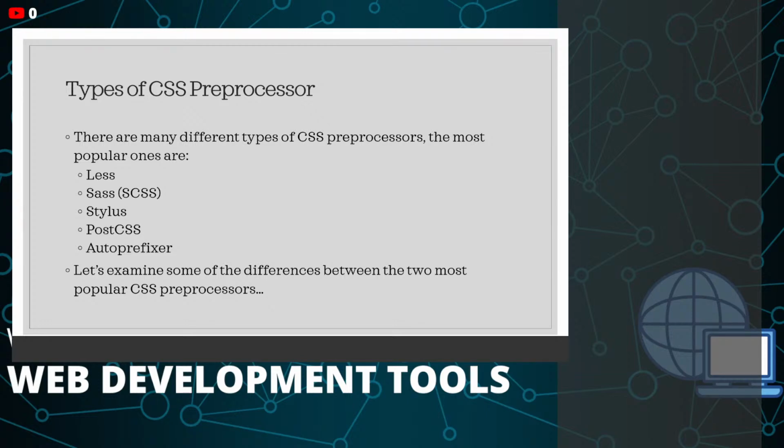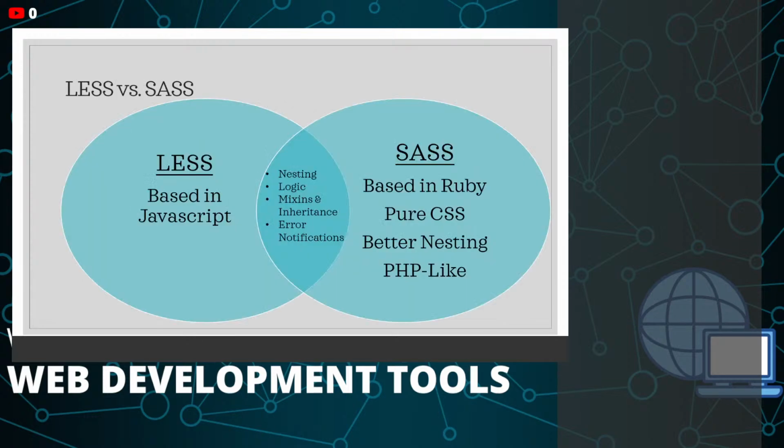So there are many different types of CSS preprocessors out there. The most popular ones are LESS, SASS, or SCSS, which is the one we're going to use. Stylus, PostCSS, AutoPrefixer. There are a lot of different ones out there. If we were to look at the most popular ones, those are LESS and SASS. So LESS is based in JavaScript. It looks more like JavaScript on the back end. SASS, the one we're going to be using, is based in Ruby, and it looks more like pure CSS.